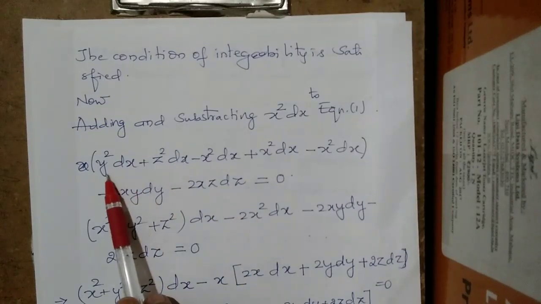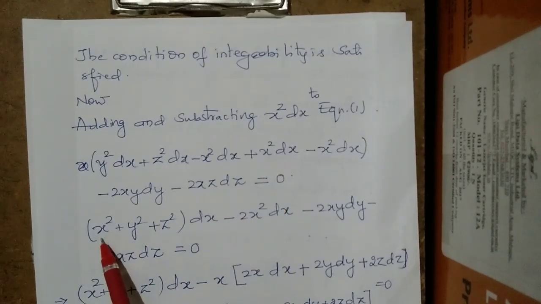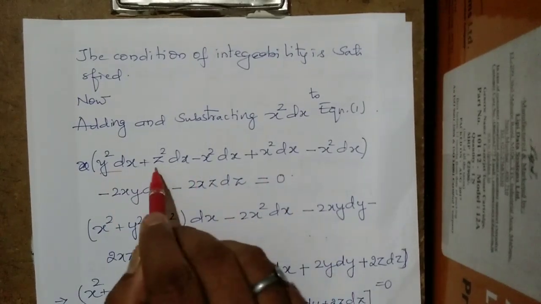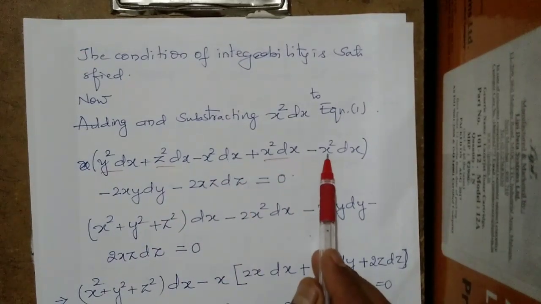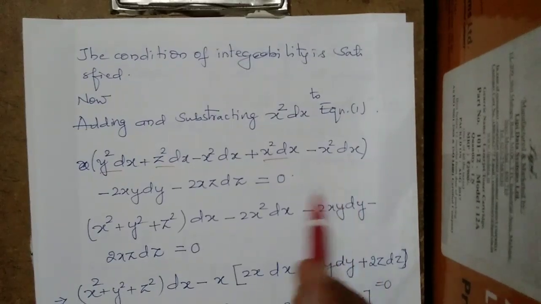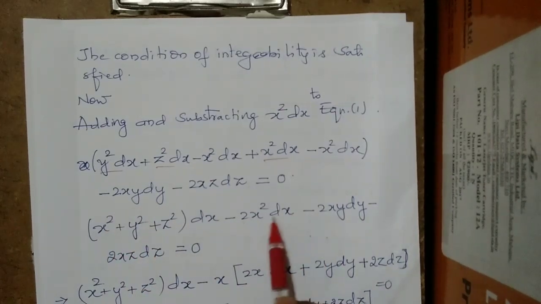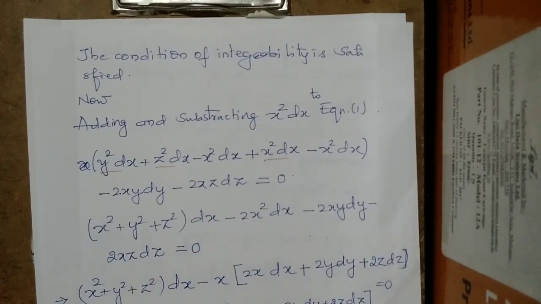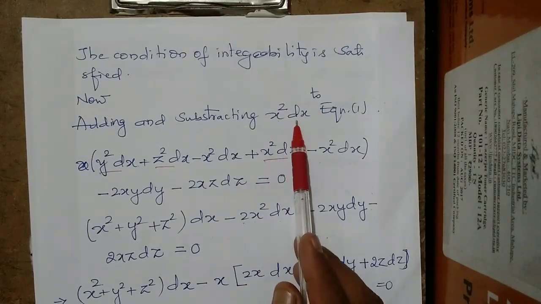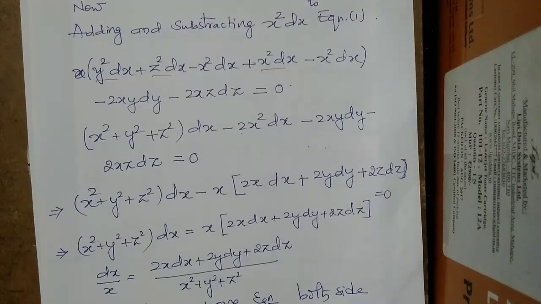Just I am taking y square, z square as well as x square. So these three terms I am collecting. This one, this one, this one. Remaining is what? x square dx remained as well as x square dx remained. That is 2x square dx. 2x square dx as it is, minus 2xy dy as it is, minus 2x square dx again, minus 2xz dz as it is, I have written, right? What I have done here is just adding and subtracting x square dx to the equation 1, and simply we get this equation.